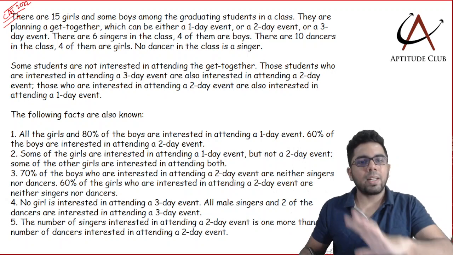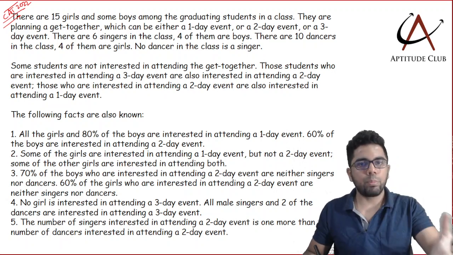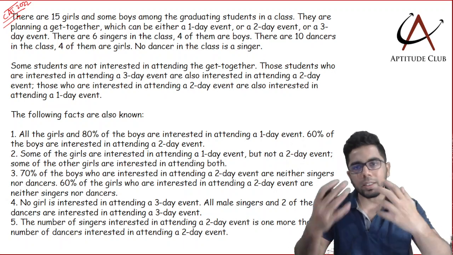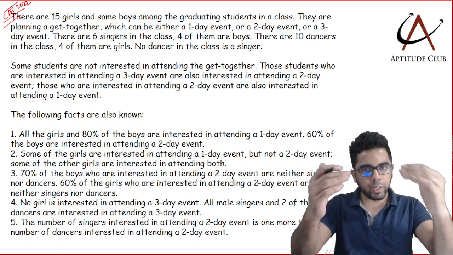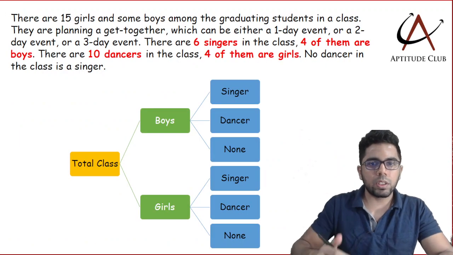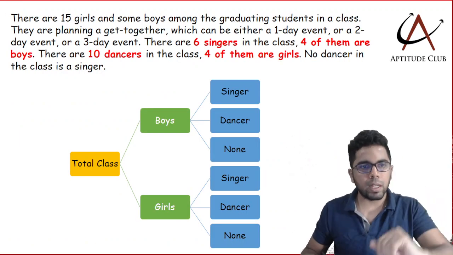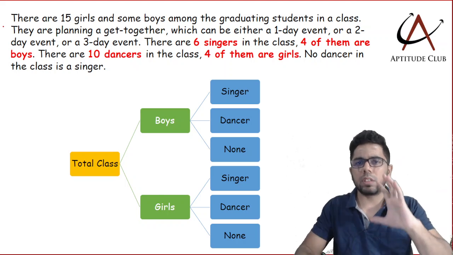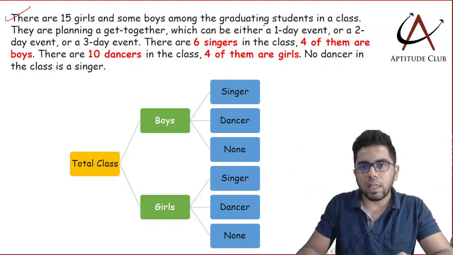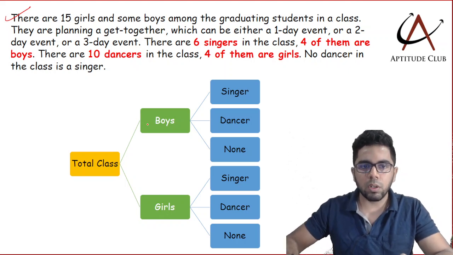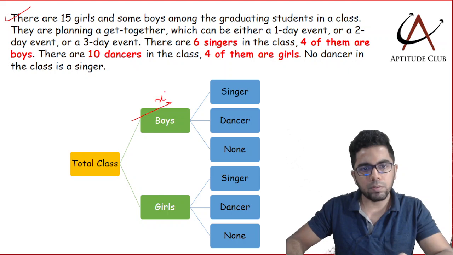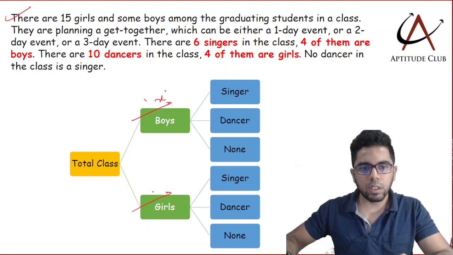So now, having read the question, how do we approach this? Just pause, all of you, read the question once yourself and then listen to the explanation. I'll break down the question and explain it to you in parts. The first part is we break down the first paragraph of the sentence and just capture the data. There are 15 girls and some boys among the graduating students in a class. So we don't know how many boys. So some boys, let us say, we'll take as X boys, and there are 15 girls.